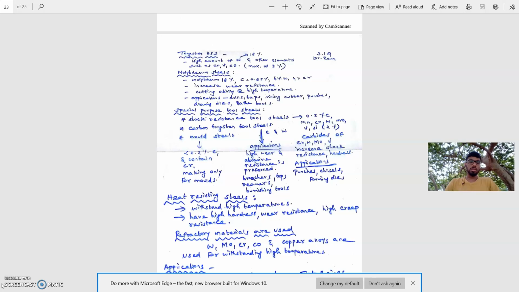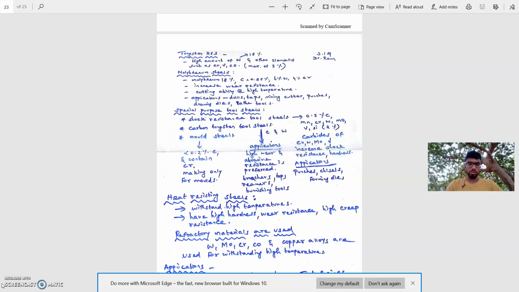Special purpose tool steels are classified into three types: shock resistant tool steels, carbon tungsten tool steels, mold steels. Shock resistant tool steels: 0.5% carbon, manganese, chromium, tungsten, molybdenum, vanadium, silicon 2%. On adding the carbides of chromium, vanadium, tungsten, molybdenum, it increases shock resistance and hardness. Applications are punches, chisels, forming dies.